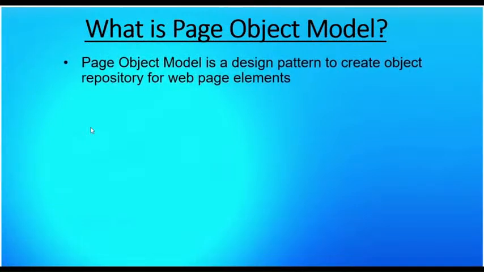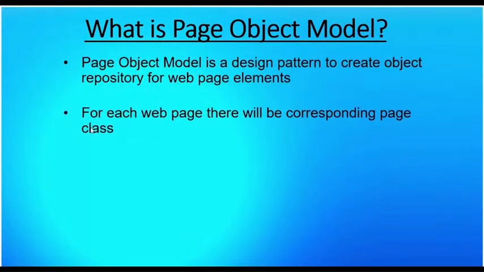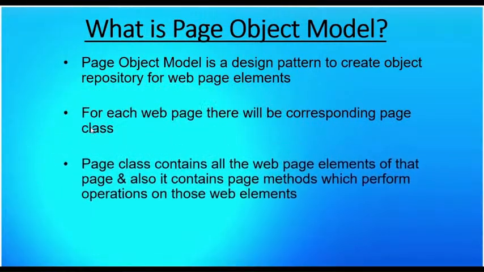Page object model is a design pattern to create the object repository for the web page elements, and for every web page there will be a corresponding page class. Each page class contains web page elements, and also it contains the abstraction methods which will perform the action on that particular page itself, right?